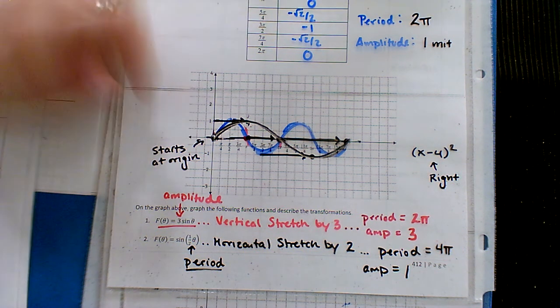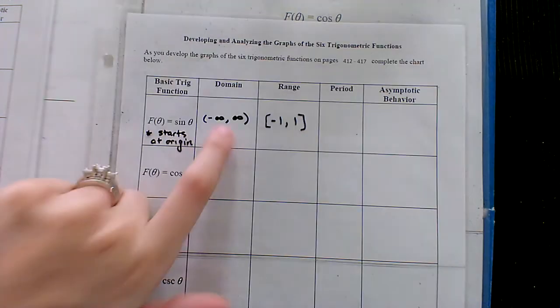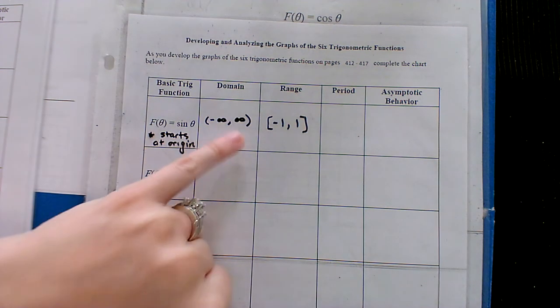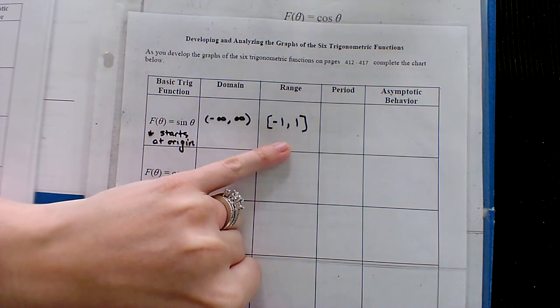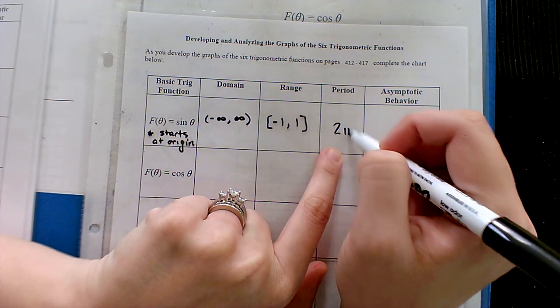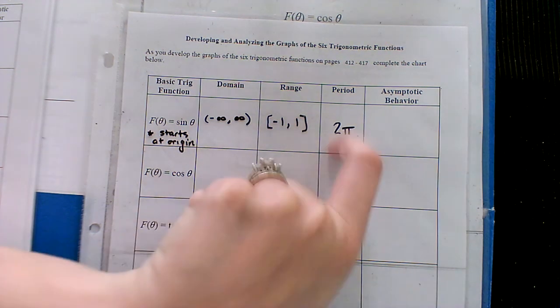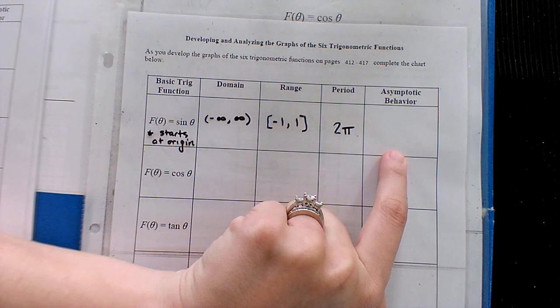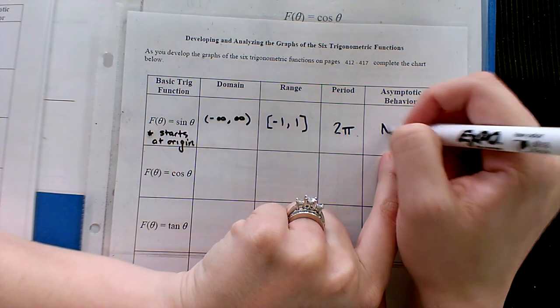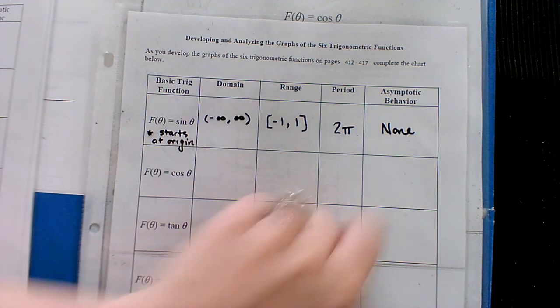Is that okay, Maddie? Okay. All right, so domain, this is for the basic sine graph. All real numbers, range negative 1 to positive 1. We said the period was 2 pi, one full cycle or circle around the unit circle. Did we have any asymptotes in our graph? No, but those might pop up for some other ones. Okay?